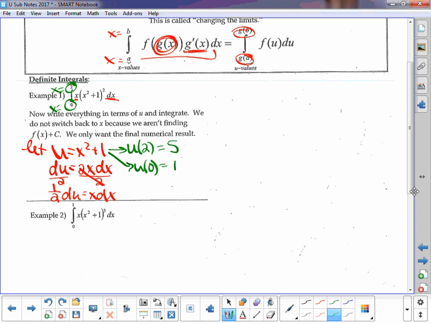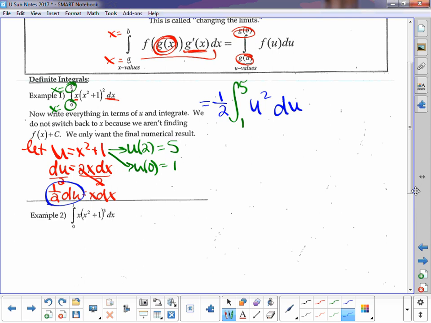Okay, so now let's go ahead and rewrite our entire integral in terms of everything u. So now instead of bound 0, I have bound 1. And instead of upper bound 2, I have upper bound 5. And then again, this is going to be u squared. And x dx we said was just 1/2 du. I'm going to go and pull that 1/2 out. Questions on what happened there? We all good with that? Okay.